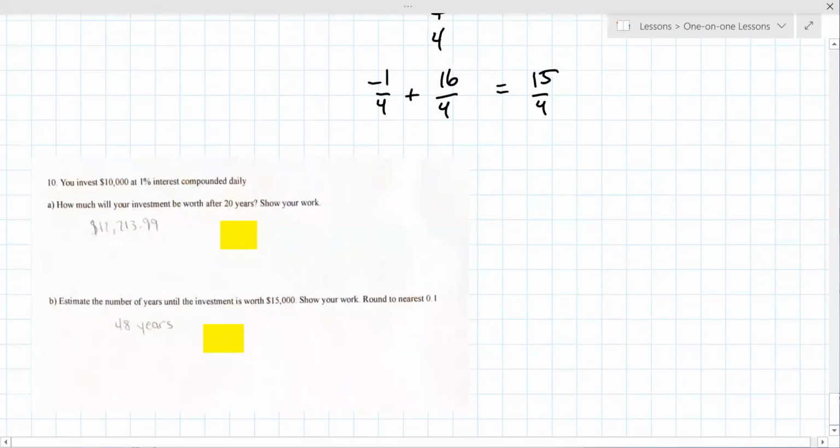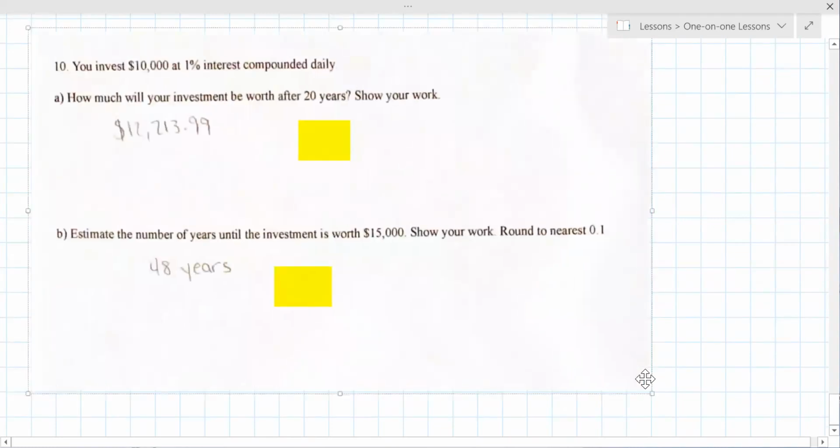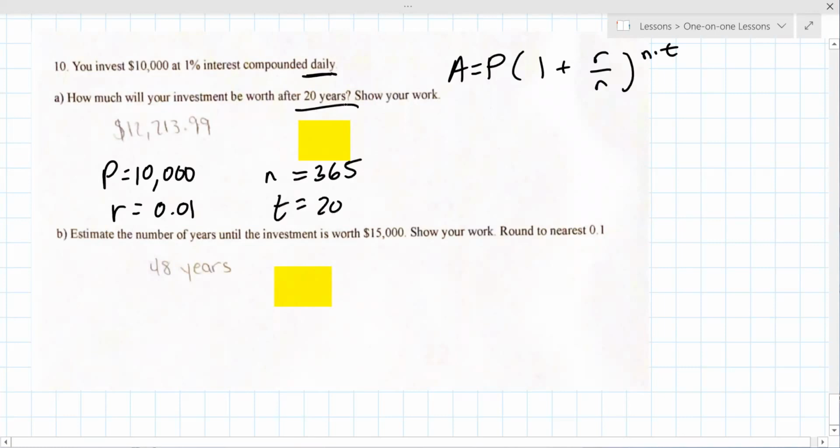You invest $10,000 at 1% compounded daily. For me, a big thing that's missing here is the formula. The formula is the amount that you have equals the amount that you start with, times 1 plus the rate over the number of compounding periods, to the power of the number of compounding periods times time. So in your problem, P is 10,000, your R is 0.01, N comes from this: daily is 365, and then T is 20. Does this look familiar now? Yeah. Okay.